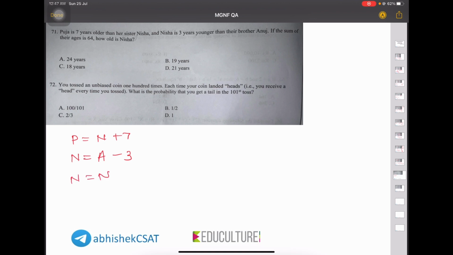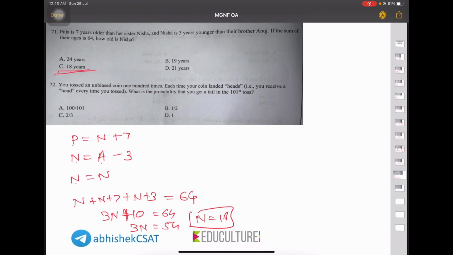We can convert everything into Nisha's format. So Anuj is Nisha plus 3. Pooja is Nisha plus 7. Nisha is Nisha. So the summation is n plus 7 plus n plus n plus 3, and this is 64. So 3n plus 10 is equal to 64. 3n is equal to 54. n is equal to 18. So n is Nisha, and Nisha's age is 18.